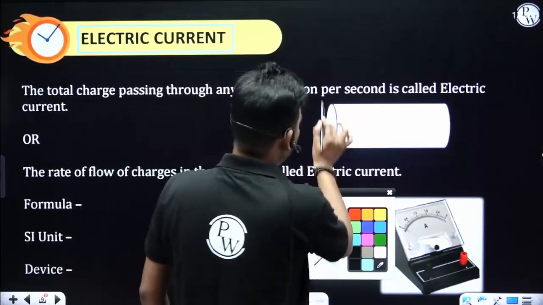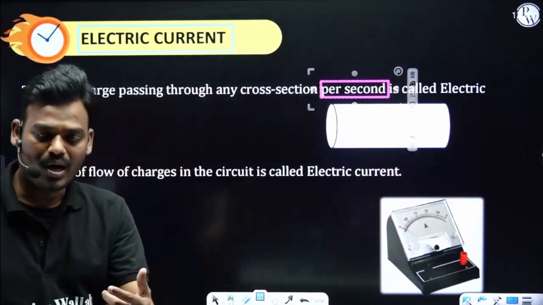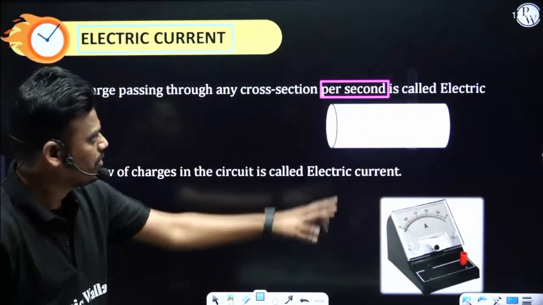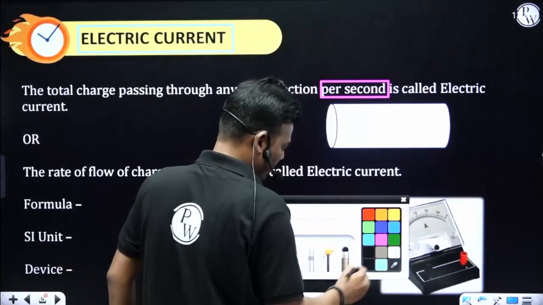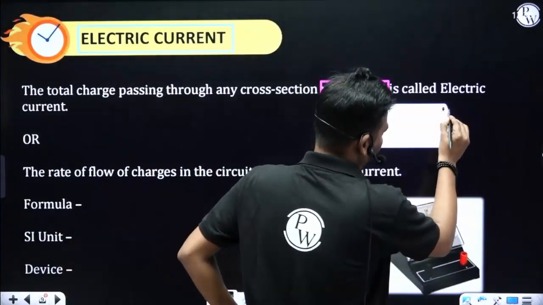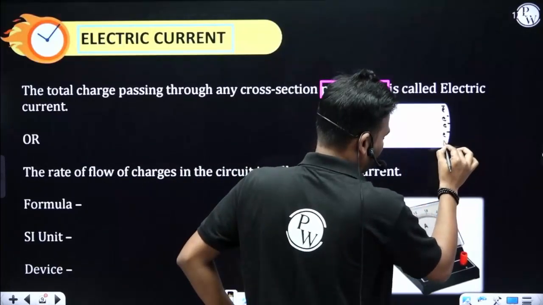Per second, with respect to time, we are defining the rate of flow, or else the total flow of charges, is called electric current. So here, let me consider one more example. Okay. So here, number of electrons, let's see.